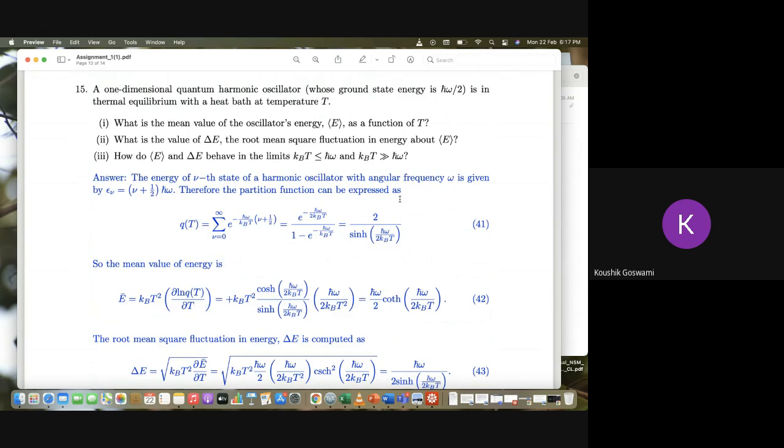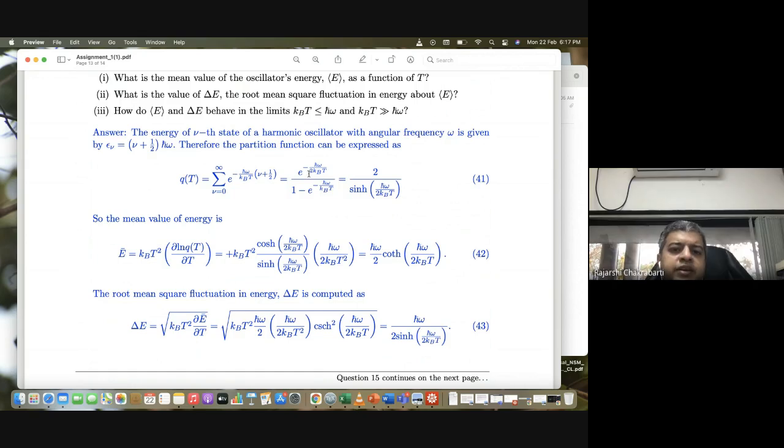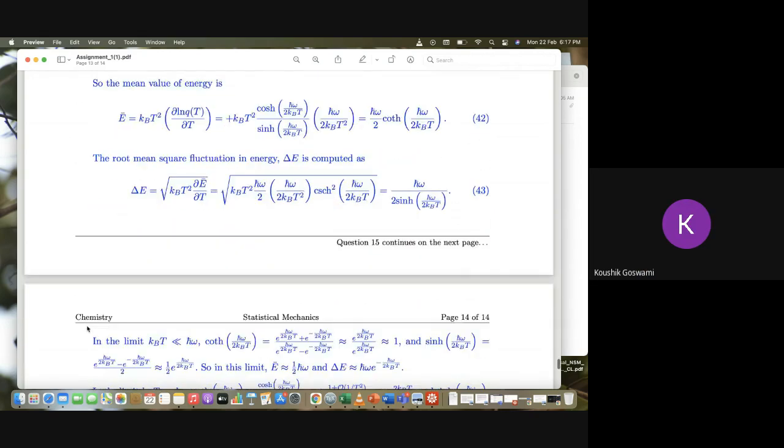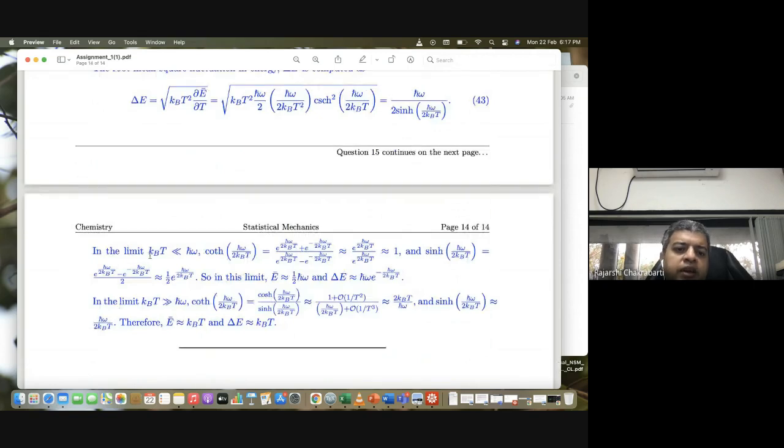From this q(t) you can calculate the average. This is the formula. All this trigonometric identity we are using. And delta E is this. And delta is given by this. And then when kBT is less than h cross omega, the coth hyperbolic function is this, it will be 1. Okay, sine value will be this. You can put all these things. Very nicely done, and you can see that you get average energy equal to kBT and delta E is equal to kBT. Okay.